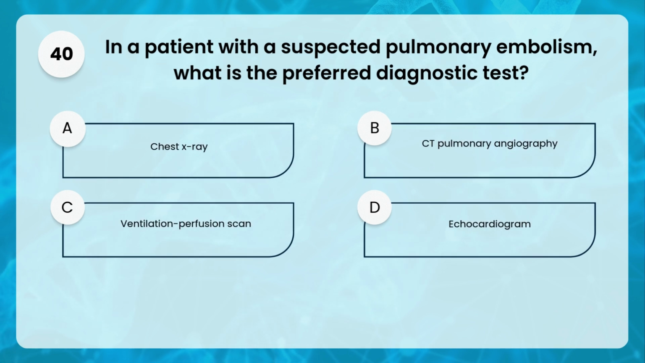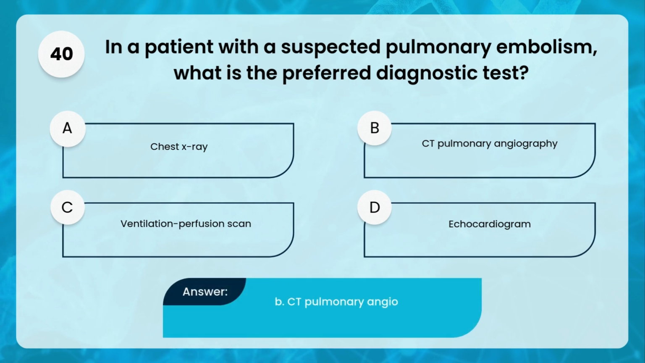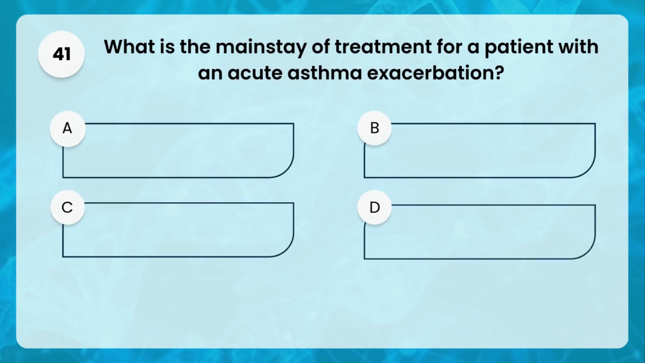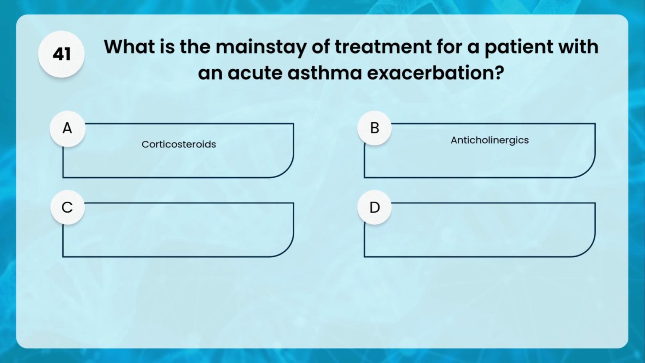A. Chest X-ray, B. CT pulmonary angiography, C. Ventilation perfusion scan, or D. Echocardiogram? The answer is B. CT pulmonary angiography. Number 41. What is the mainstay of treatment for a patient with acute asthma exacerbation?